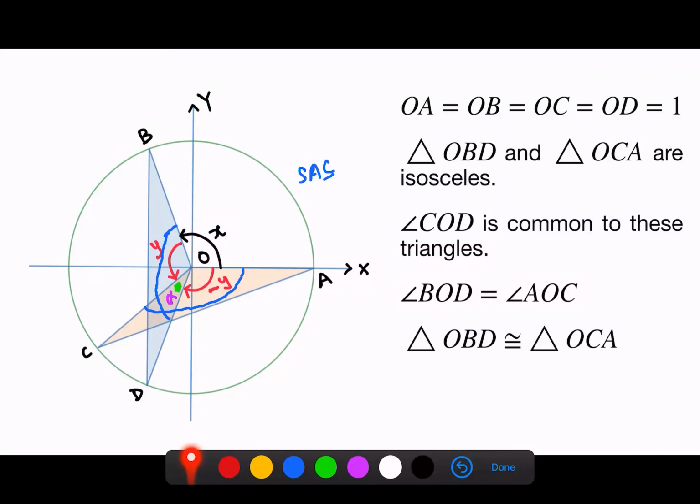Sir, can we show that congruency by SSS criteria? I think you can, because if you look at the angle subtended at the center, equal chords subtend equal angles, isn't it? So you can say that BD is equal to CA. Is that what you have in your mind? Yes, sir. So they are equal. You're right, we can actually use that too.